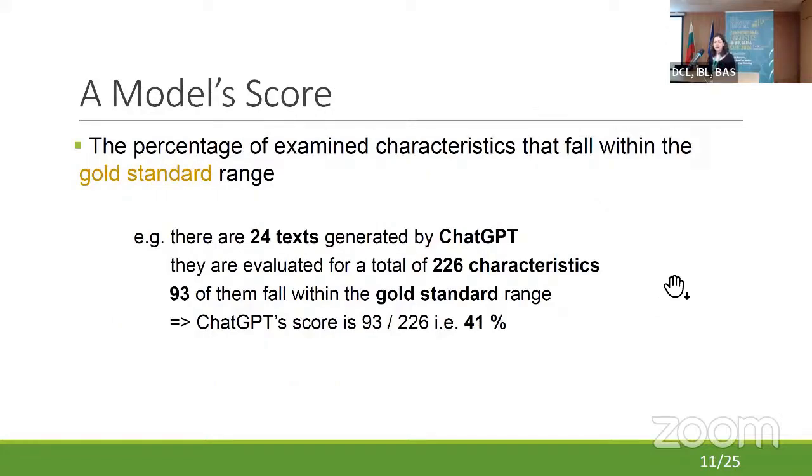Further information about scoring a model based on this kind of evaluation. The percentage of examined characteristics that fall within the gold standard range. For instance, we have a total of 24 texts generated by ChatGPT for all scenarios that we're looking at, and they're evaluated for a total of 226 applicable characteristics. We see upon calculation that 93 of them fall within the gold standard range. Then we give the score of ChatGPT as 41% overall.